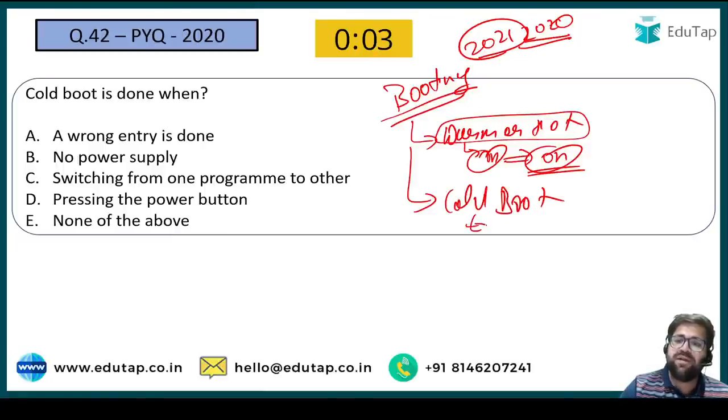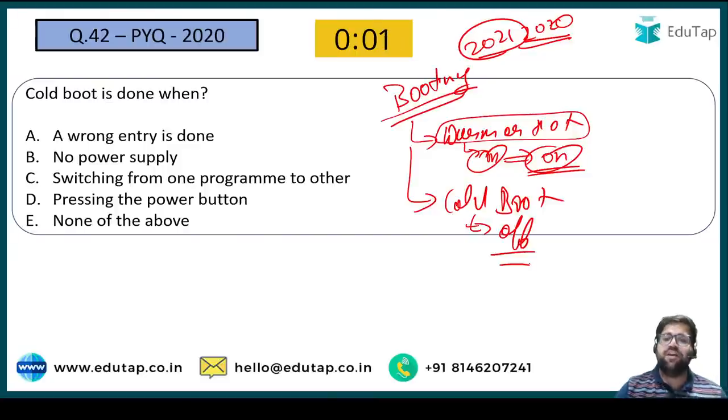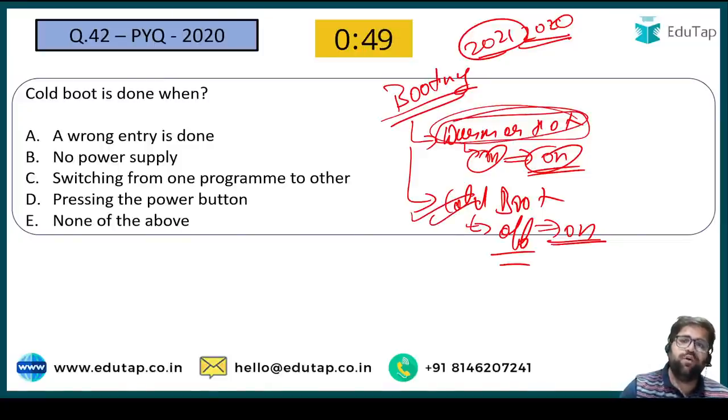What is cold boot? Cold boot is where you start from an off state. For example, if I go home right now and switch off this computer, and tomorrow morning I come back and switch it on, it will be known as cold boot. So cold boot is generally what people suggest. Under warm boot, the computer temperature can rise and some malfunctions can happen. So let me see the correct answer.